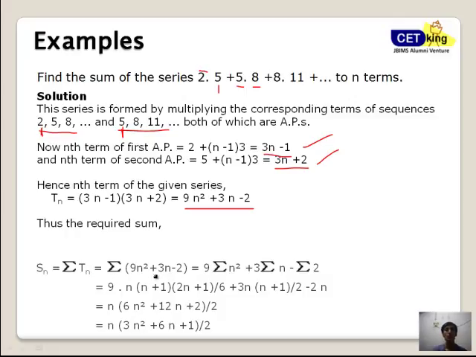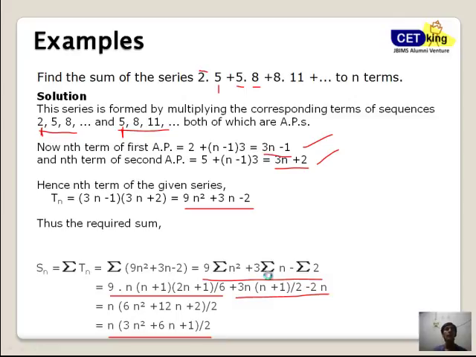Now, we have the formulas for the sum of the first n terms, the sum of the squares of the first n terms, and the sum of the first n cubes. Alright, so we will use those formulas here and simplify to get the final answer as n into (3n square plus 6n plus 1) by 2.